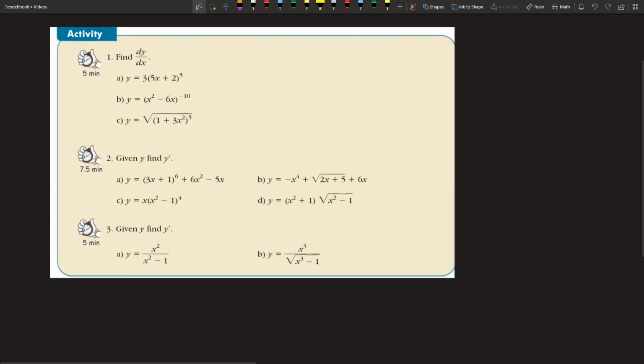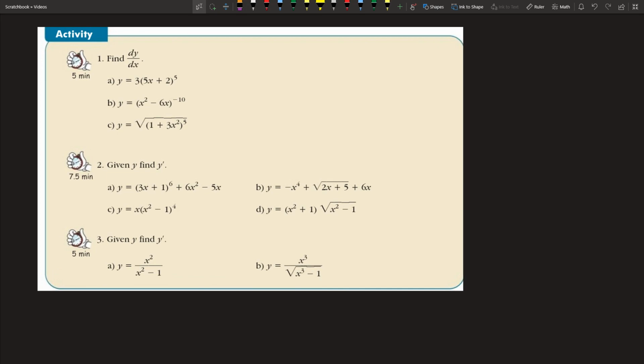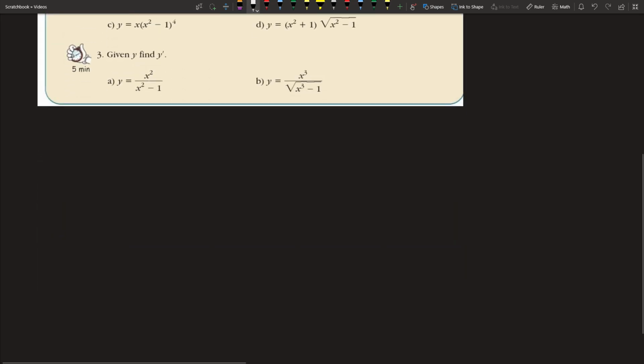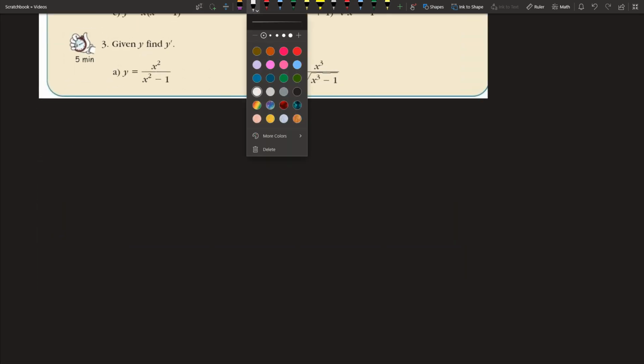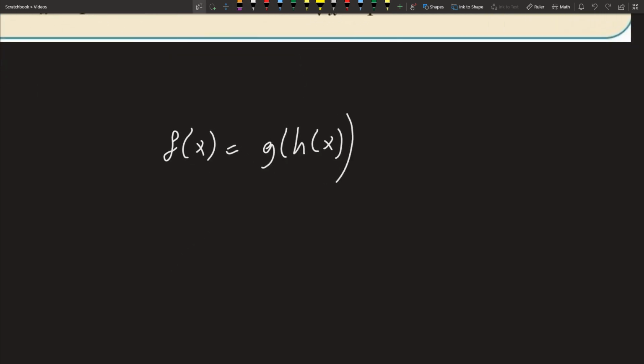Anyways, so for activity number one, this is all about the chain rule, right? So I'll explain what it is first. If you have a function f of x, this is equal to g of h of x. What do I mean by that? We mean by a function composition.